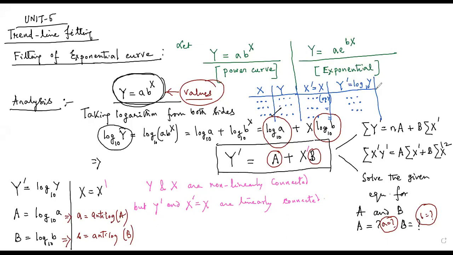And then you are going to calculate the quantities which are there in the normal equation. In the normal equation, we have x prime squared, which is equal to x squared in this case, and we have x prime y prime. So these values will be calculated accordingly, and their summations will be obtained from the table. Accordingly, we can find capital A and capital B, and we can proceed with finding the power curve to the given set of data.